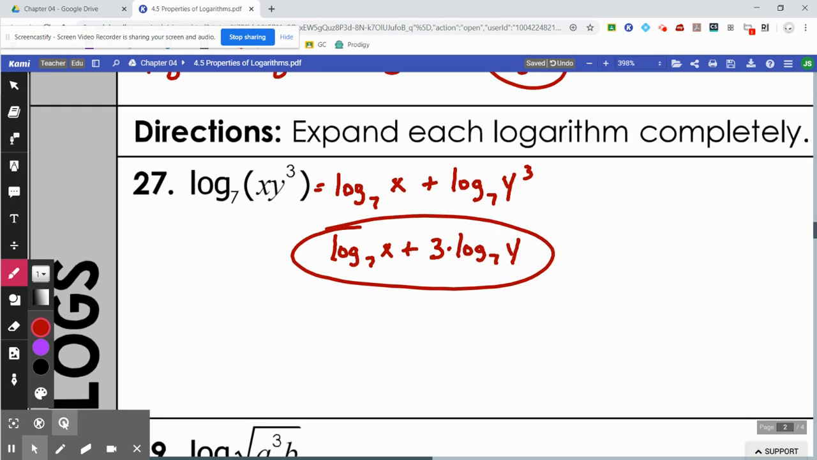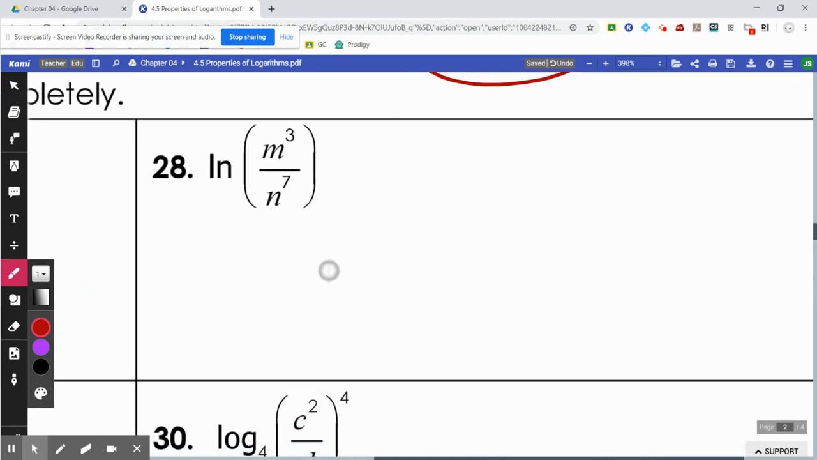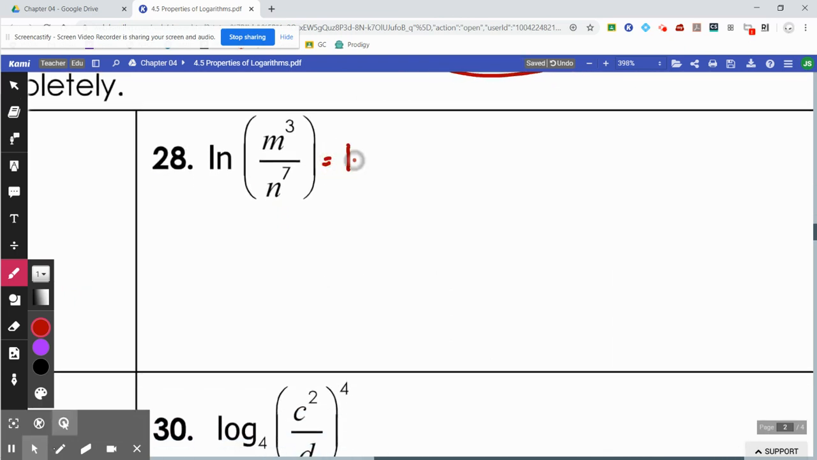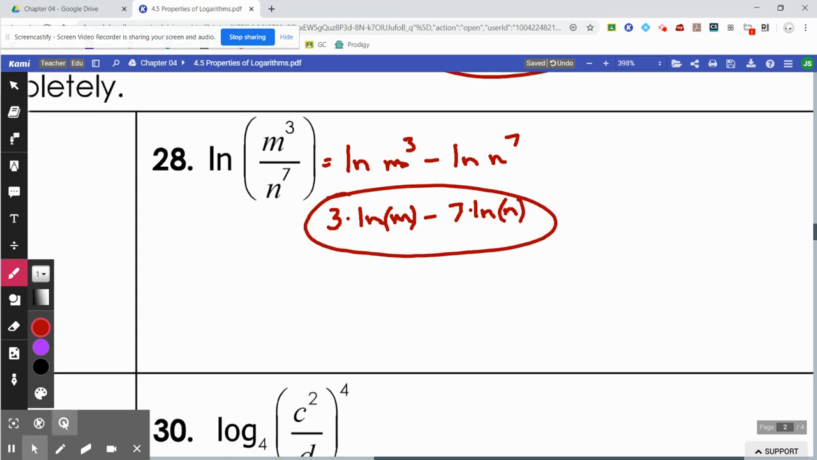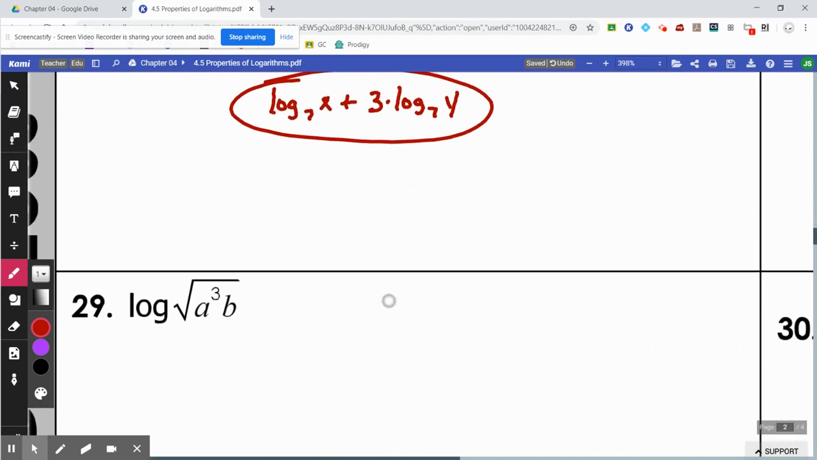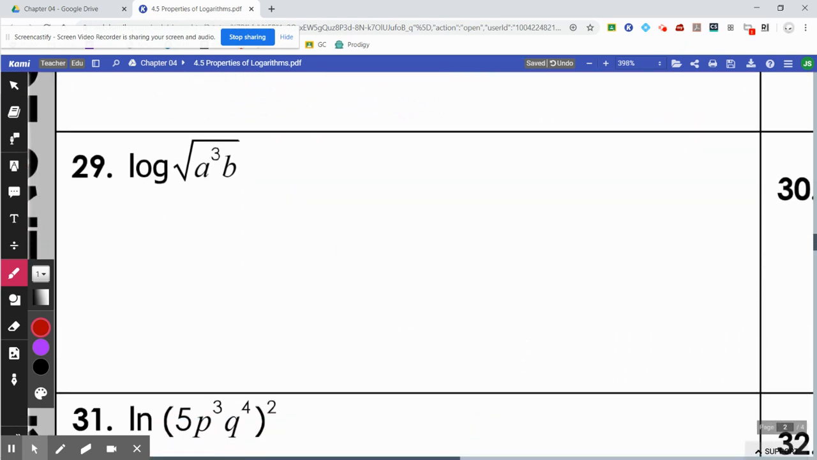That's expanded completely. The natural log of a quotient can be written or split as the natural log of the top minus the natural log of the bottom. And then any exponents we're going to move down front. That'd be 3 times the natural log of m minus 7 times the natural log of n. And you can put those in parentheses so it doesn't look like just a bunch of letters sitting there. Number 29. First off, take care of that square root.